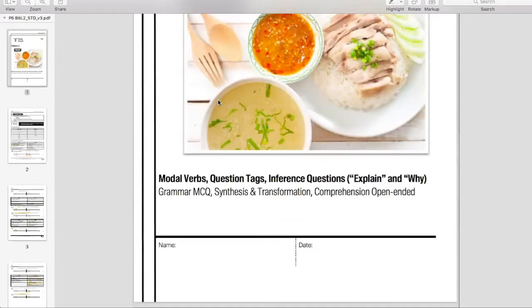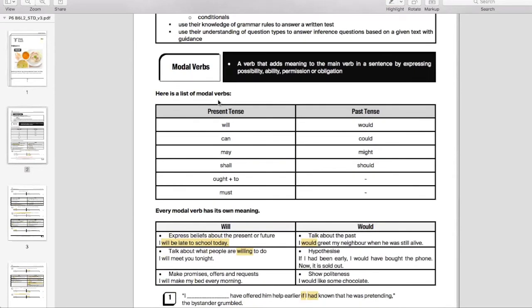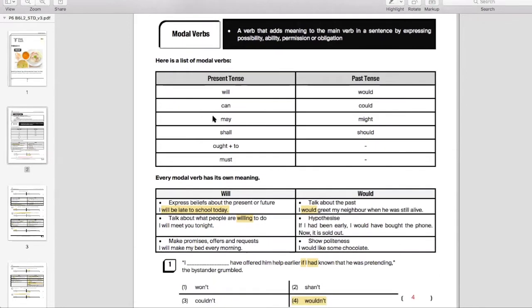MODAL. If you're going to ask me what modal verbs are, what you see on my screen: will, can, may, shall, ought to, and must. These are examples of modal verbs. You should know what they are and what they mean. You should know that the past tense of will is would, can is could, may is might, and shall is should. You should know what they are.